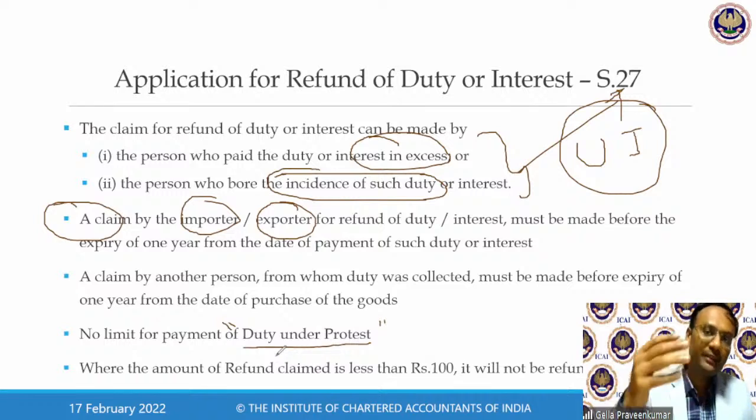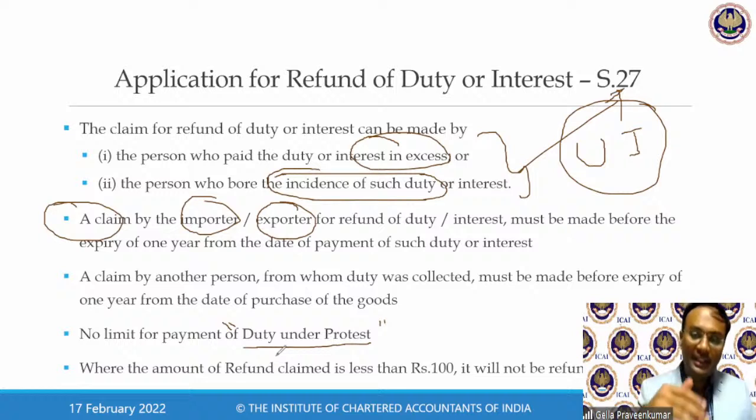So whenever a duty was demanded and you don't accept the duty demand, you defend that particular duty, but you want to protect the interest exposure. Then at that point in time, you pay that particular duty under protest.